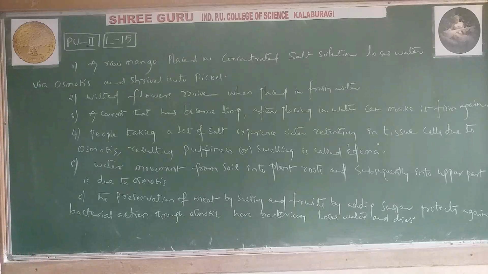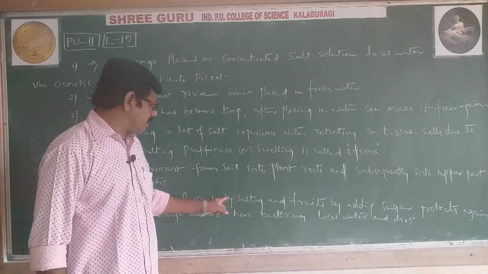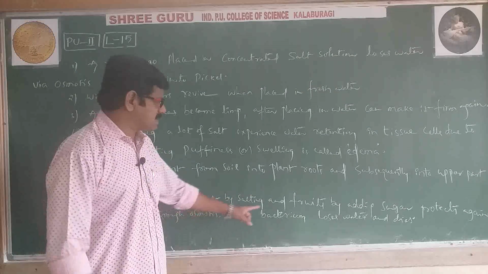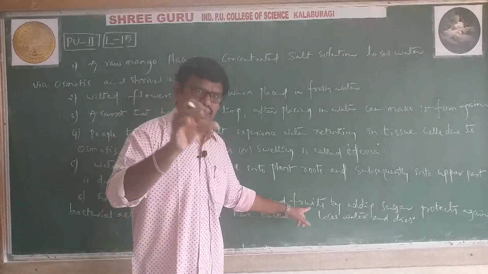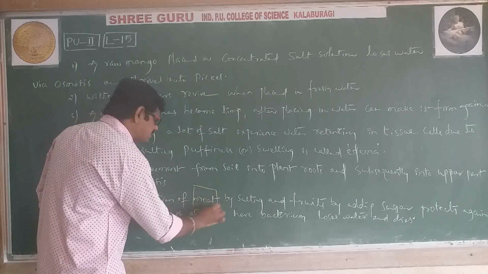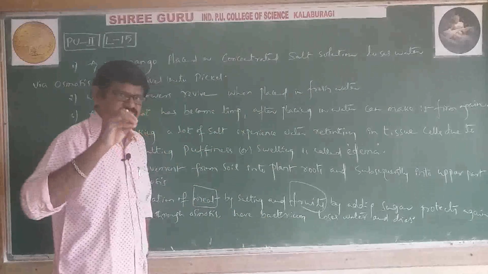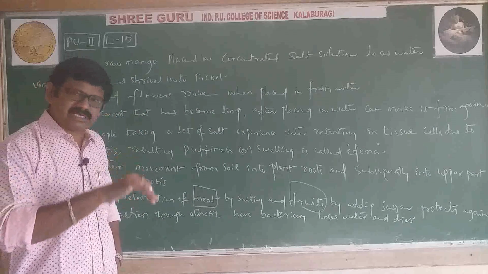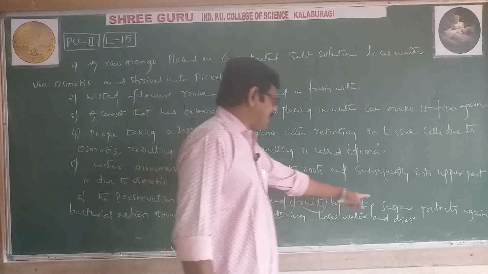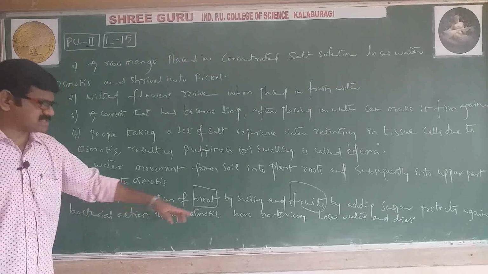And next, the last point is the preservation of meat by salting out. On meat, we sprinkle some salt, and on fruits, we sprinkle some sugar. I'll repeat. How are we preserving meat? By adding some salt. How are we preserving fruits? By adding some sugar. Then they are preserved for some days. Why? Adding sugar protects against bacterial action through the osmosis process.